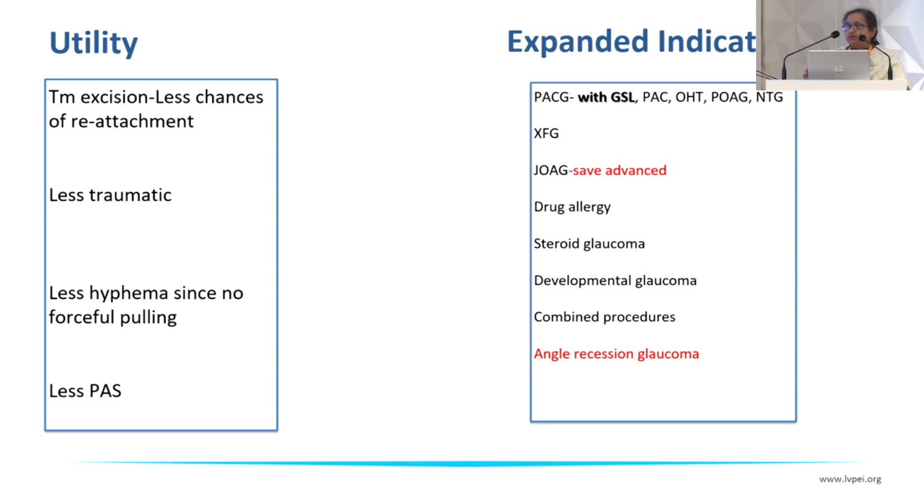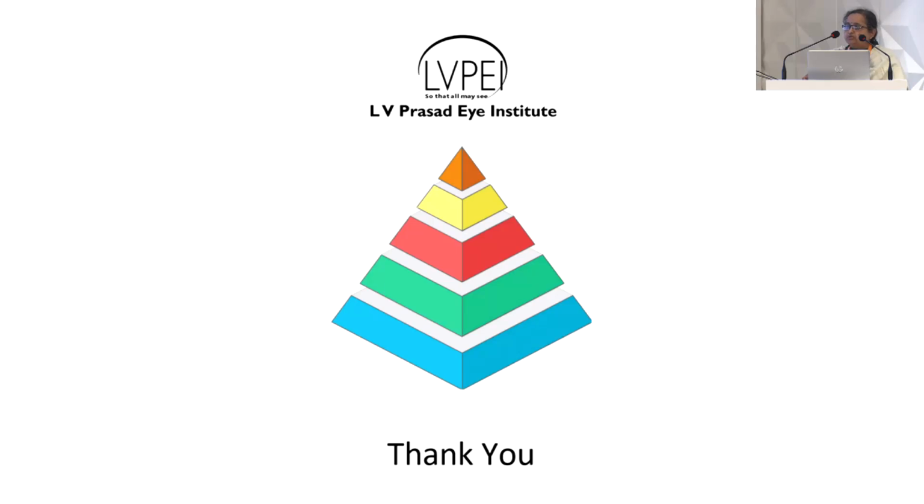And angle recession, again, is one of the reservations that I have. It does not perform well like any other GAT or other procedures. The advanced JOAGs and angle recessions, you do this with caution and assess the patient. Offer that only if you're sure that your mixed procedure, angle surgery, is going to work in that patient. So there are expanding indications that this procedure can be used. Thank you.